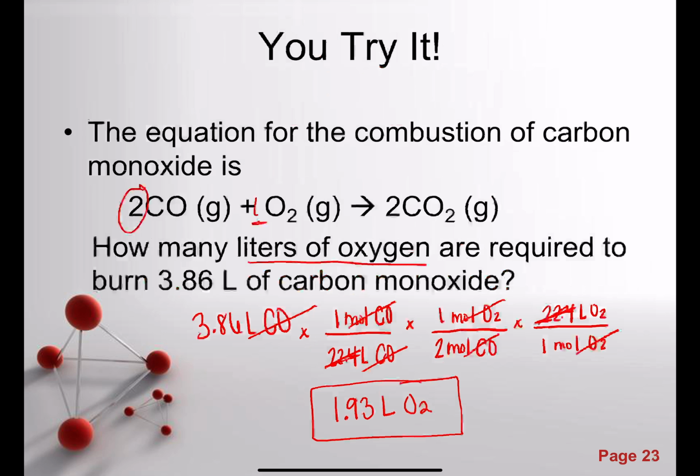So here we are back to look at these problems. Again, what we did first, we started with what we knew, which was 3.86 liters of carbon monoxide. I went to 22.4 liters in 1 mole of carbon dioxide so that I could get to that mole to mole ratio. After I got that mole to mole ratio, I went back to again 22.4 liters of oxygen. Then I could cross through that 22.4 liters and basically just divide 3.86 divided by 2, and you should get 1.93 liters of oxygen.